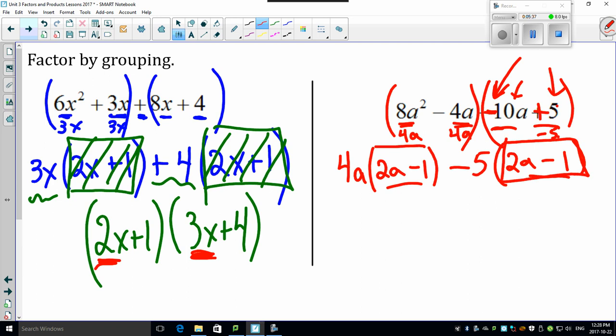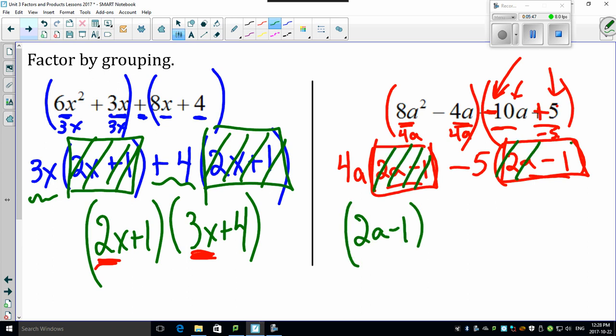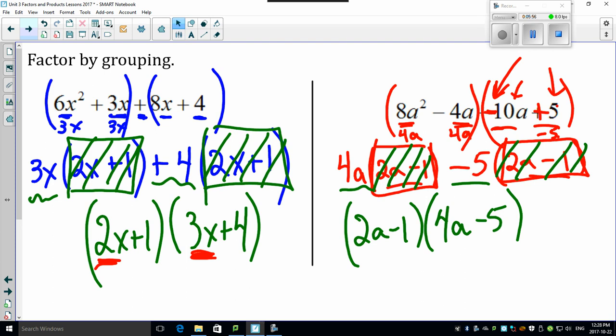If they don't match, like I said, go back and check your GCF and make sure you've done it right. So take out the 2a minus 1, scribble this guy out, scribble this guy out, and look what you're left with. You're left with a 4a minus 5. This technique of group factoring is going to be incredibly important in our next style of factoring called PSA2.